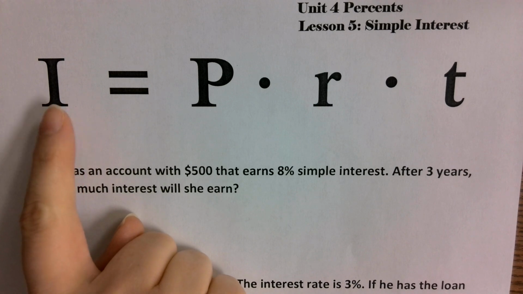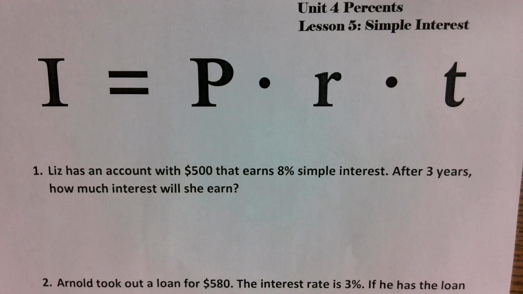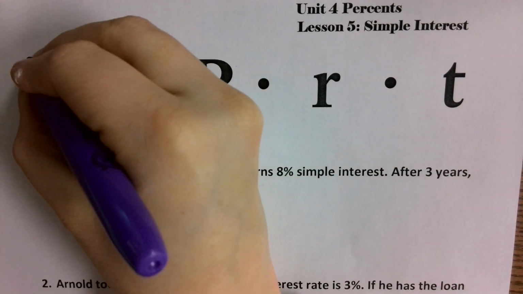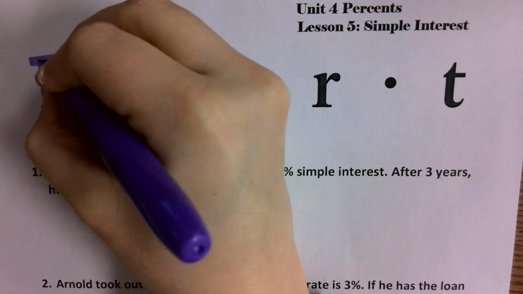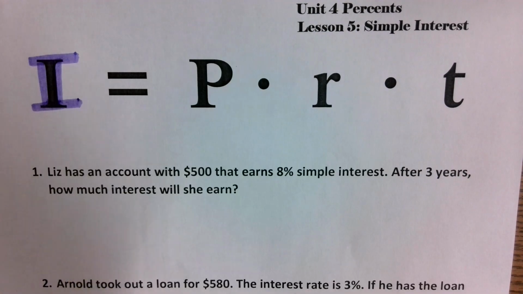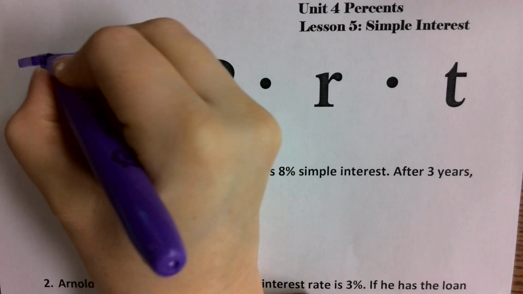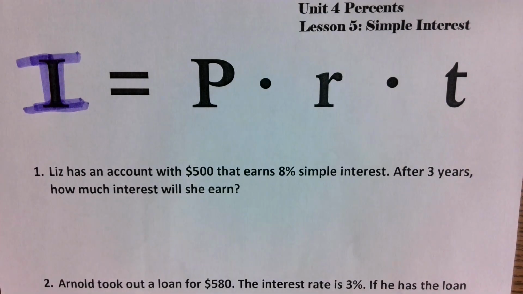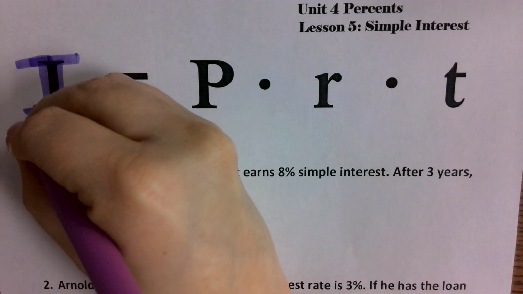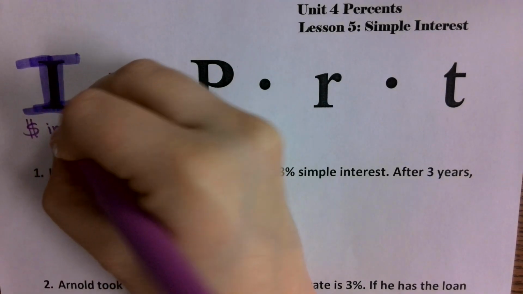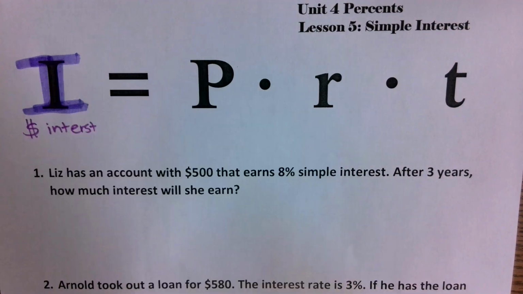So the letter I is going to stand for interest itself. I'm going to highlight this in purple. This is going to be my purple representation. You know I like to do everything in colors. So I is going to be in purple, and it stands for the money amount of interest that you earn. I'm going to put a dollar sign and put interest. It's the money amount of interest that you would earn or that you would have to owe.